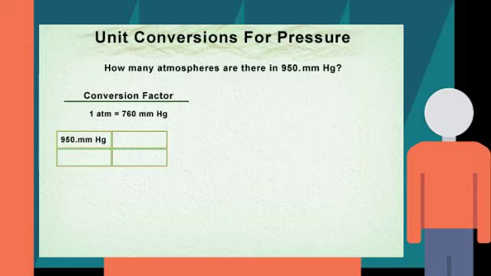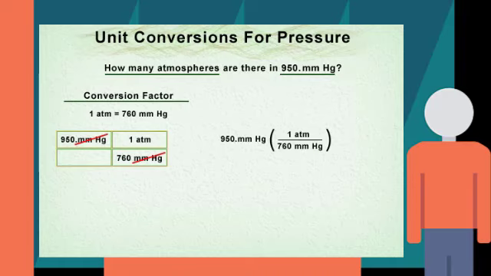In the top left-hand corner, write what you are starting with. In this case, 950 millimeters mercury. Now, place the conversion factor in the right-hand side of the table, placing the units you want to determine, in this case atmospheres, on top, and the unit you are trying to get rid of, in this case millimeters mercury, on the bottom. Just like numbers, units that are the same on the top and bottom cancel. Now do the math. 950 millimeters mercury times 1 atmosphere divided by 760 millimeters mercury is 1.25 atmospheres. Therefore, 950 millimeters mercury is equal to 1.25 atmospheres.